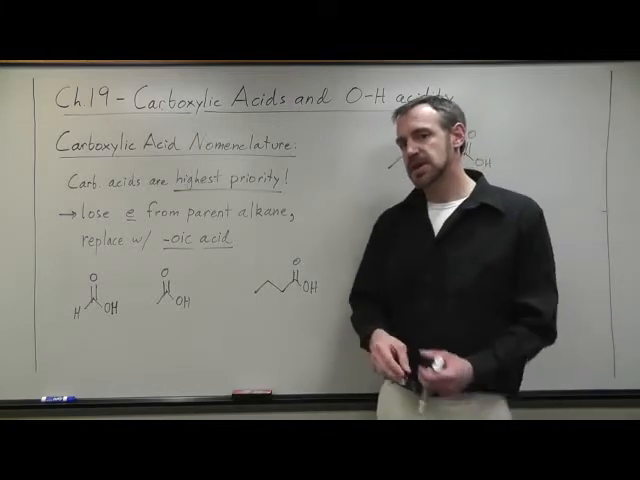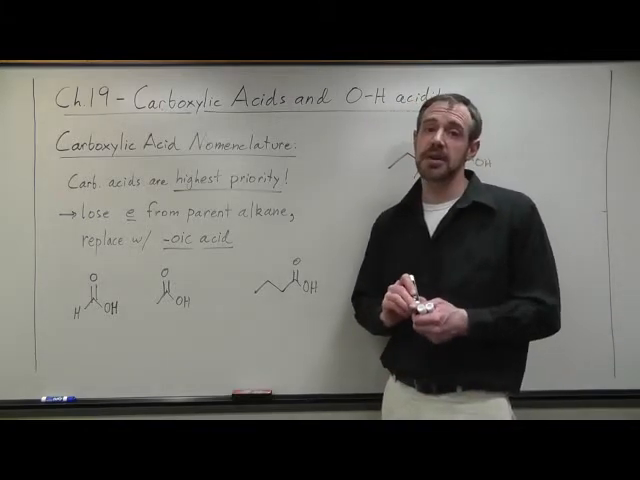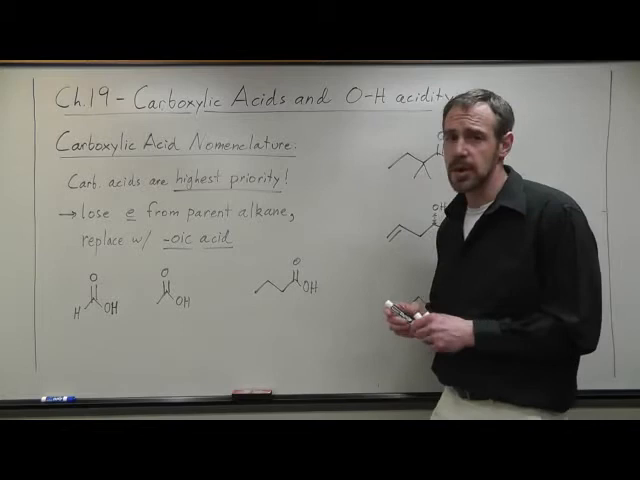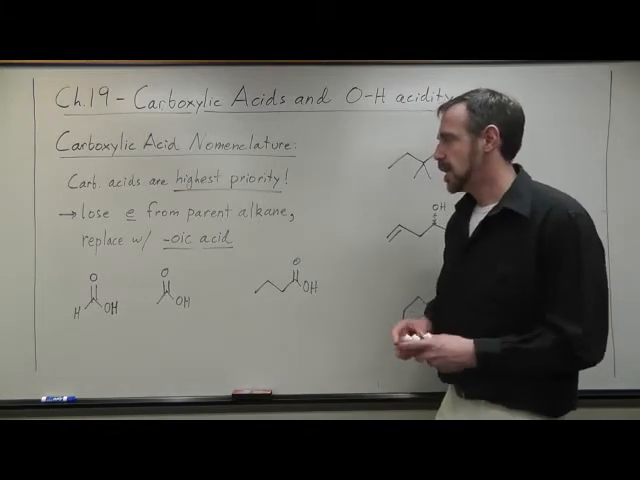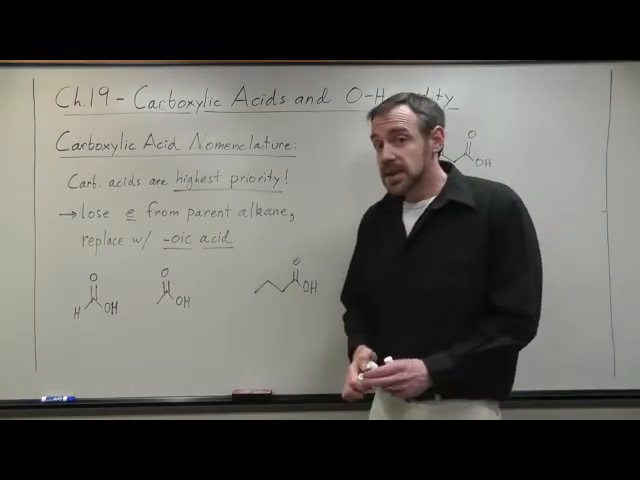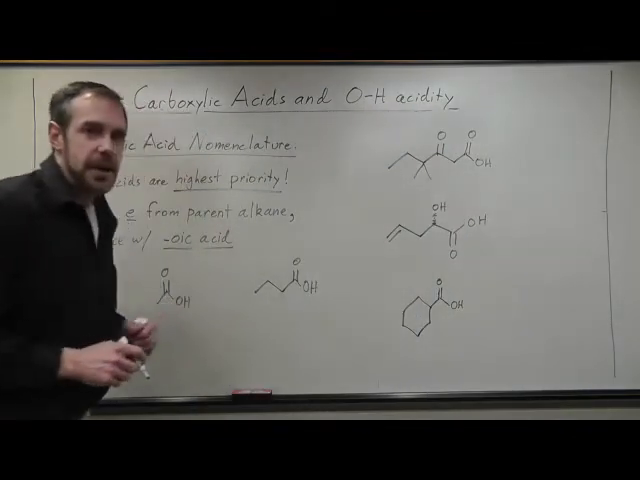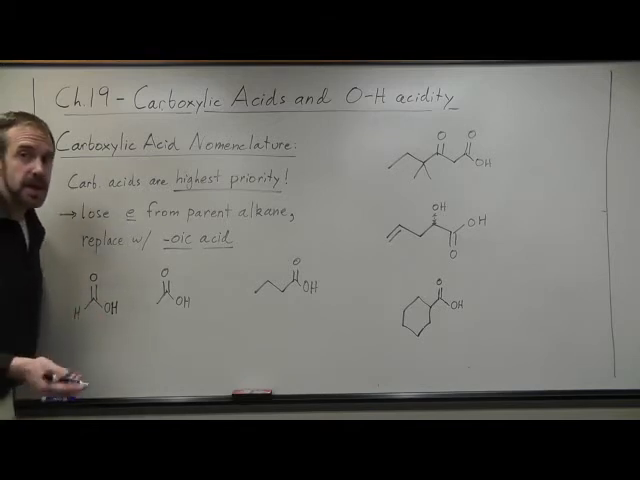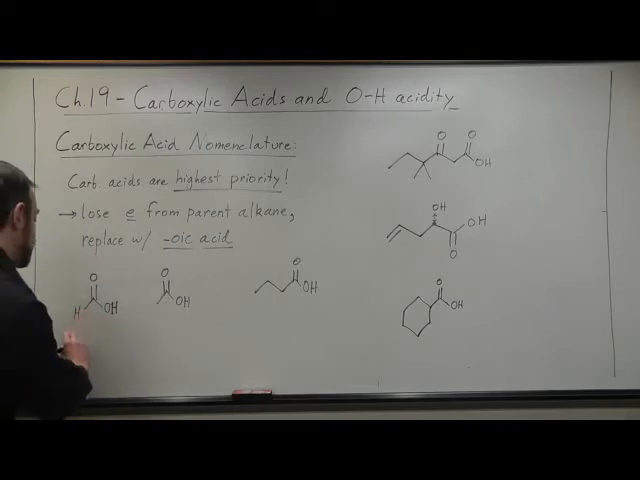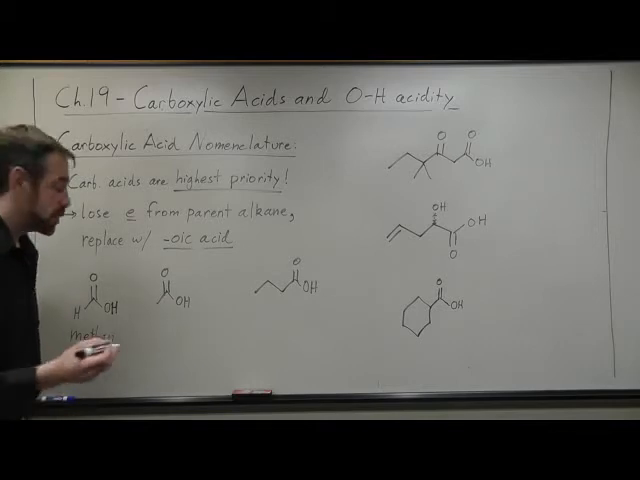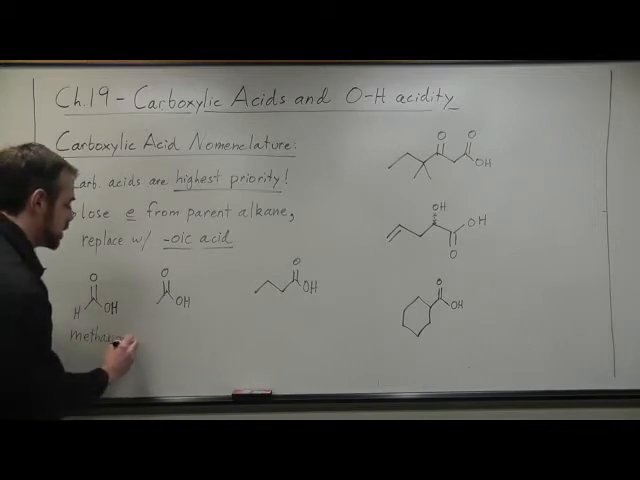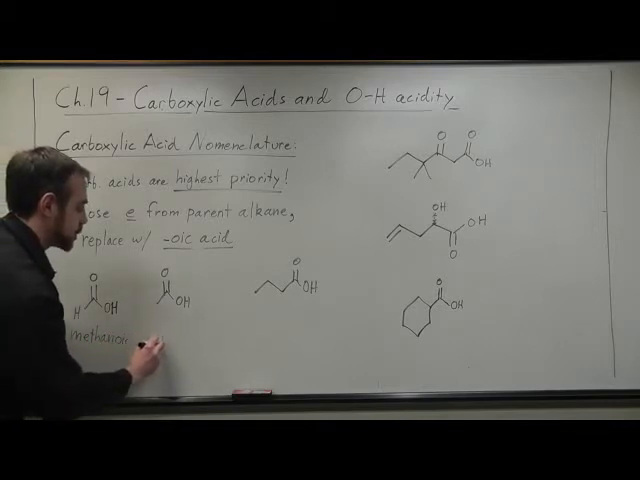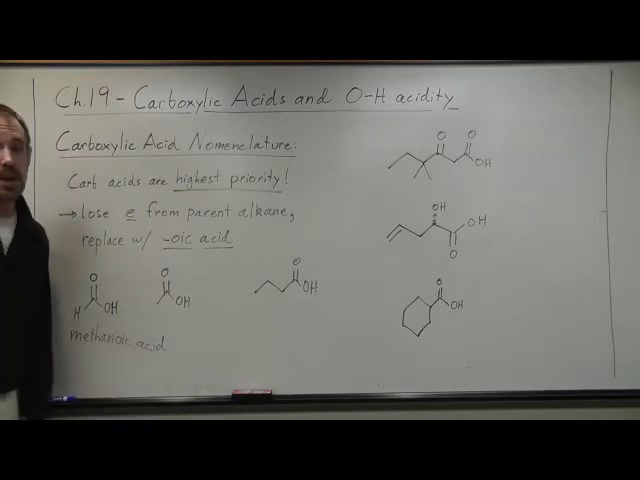Now, many small carboxylic acids are primarily known from their common names, and we'll go over a few common names as well. So, for example, the simplest carboxylic acid that fire ants make use of is right here. It's a one-carbon chain, and so it would be methane. We'll drop the E and just replace it with oic acid. And we have methanoic acid.